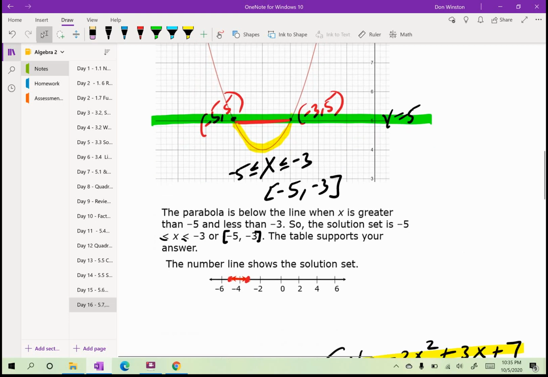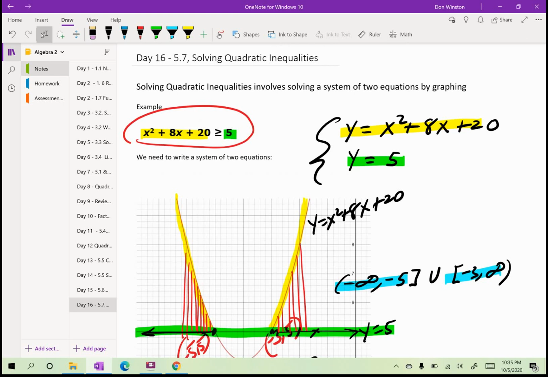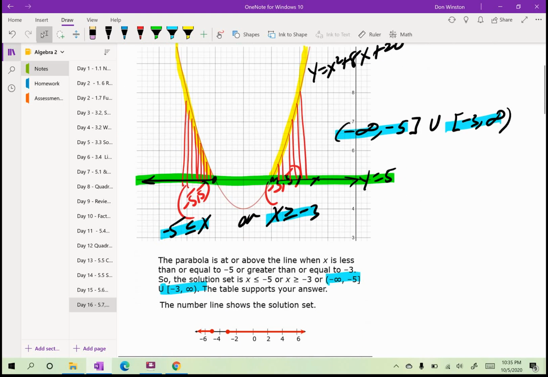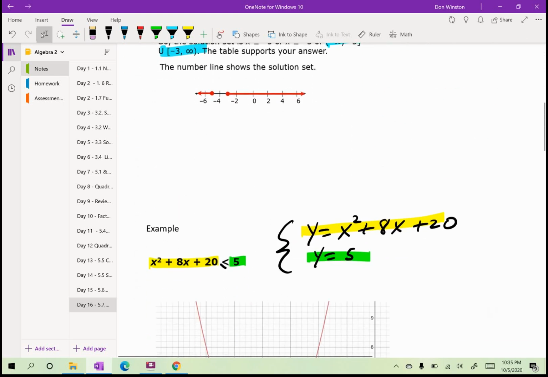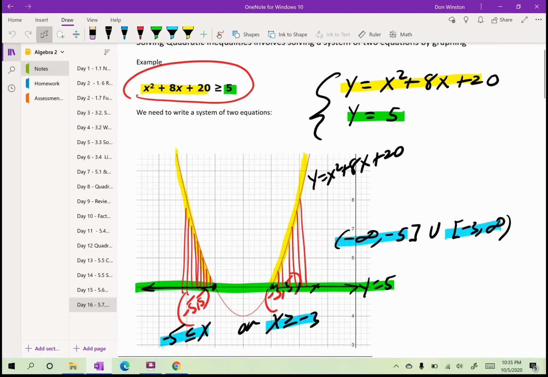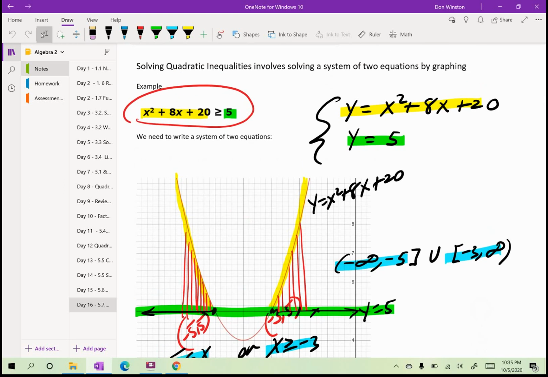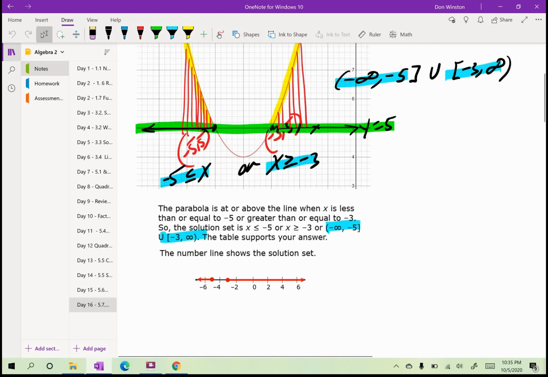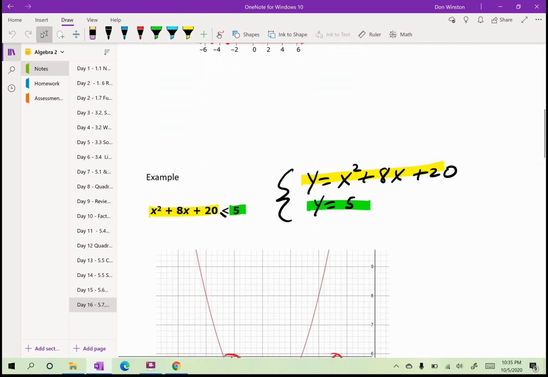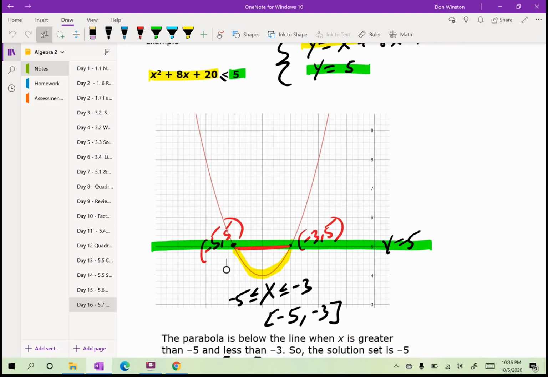All right, the next one here. In the first two cases, the leading coefficient of x squared was positive. When it's negative, things flip around. You'll see what I mean. That was greater than or equal to 5, and so we had an or. The solutions were on the outside. When I had less than or equal to 5, the solutions were on the inside. Now, when we have a negative leading coefficient, things will switch around.